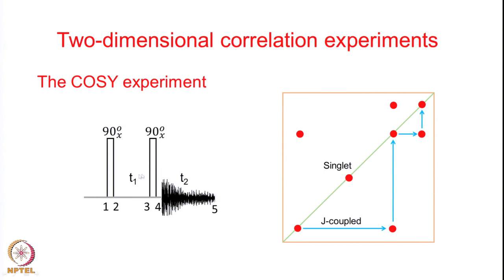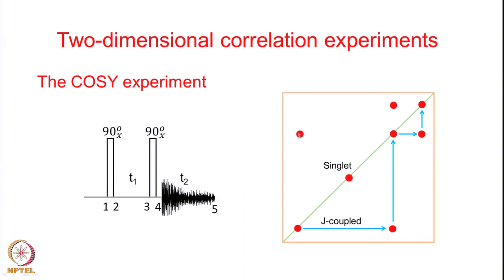Two-dimensional Fourier transformation of such data results in a spectrum which looks like this. We have peaks along the diagonal, which are called the diagonal peaks. You have one frequency axis, the F2 axis, and the F1 axis, and on the diagonal F1 is equal to F2, therefore it is called the diagonal. And we have cross peaks arising between two spins which are J coupled. This is the extremely useful part of the COSY experiment, as it displays correlations between J coupled spins.